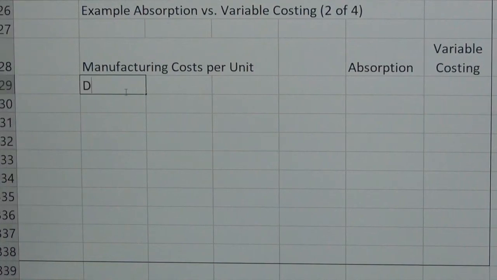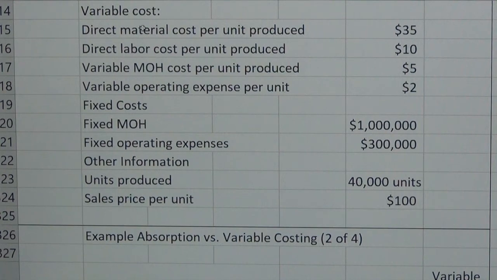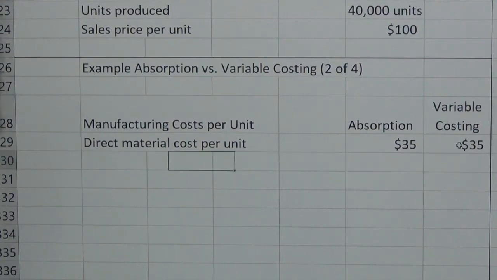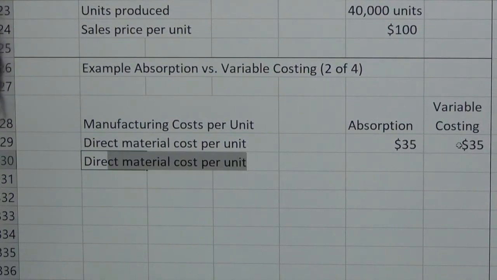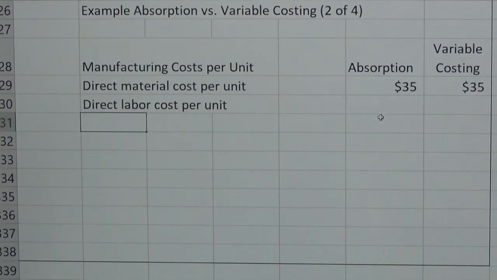All right, so the first thing we're going to look at is direct materials cost per unit. Well, cost per unit under absorption, we know that was actually provided to us. It's $35. That's what we got in our previous slide. Direct materials cost per unit. That plots on both of these. It's going to be $35 for both absorption and variable costing. Direct labor cost per unit was also provided. We can scroll up right here. It was $10. So we'll move that down, and that's going to be the same for both absorption and variable costing. So far, no difference.